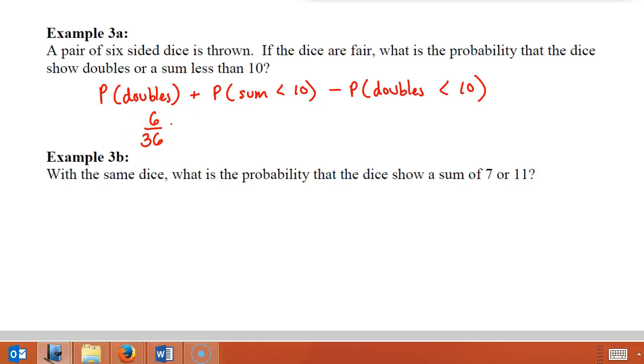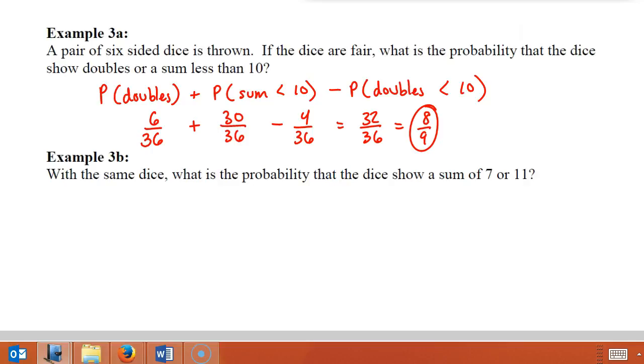There we go. And we would add to that the probability of getting a sum less than 10. And if you counted that up, there were a total of 30 out of 36 outcomes that had a sum less than 10. Now, like I said, we counted some of those twice. There were 4 of them that we counted twice, so we don't want that to happen, so we're going to subtract 4 over 36. And when you simplify that, we get 32 over 36, which reduces to 8/9. So we have an 8 out of 9 probability that the dice is going to be doubles or a sum less than 10.